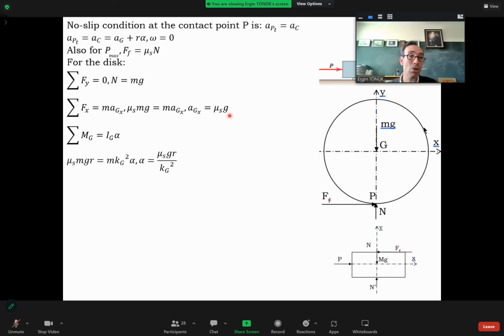And also, if it's rolling without slipping, we should have this condition, okay? The acceleration of the cart should be equal to the acceleration of the mass center of the wheel plus r times alpha. But currently we don't need that. We have these two accelerations. Then I will move to the cart.